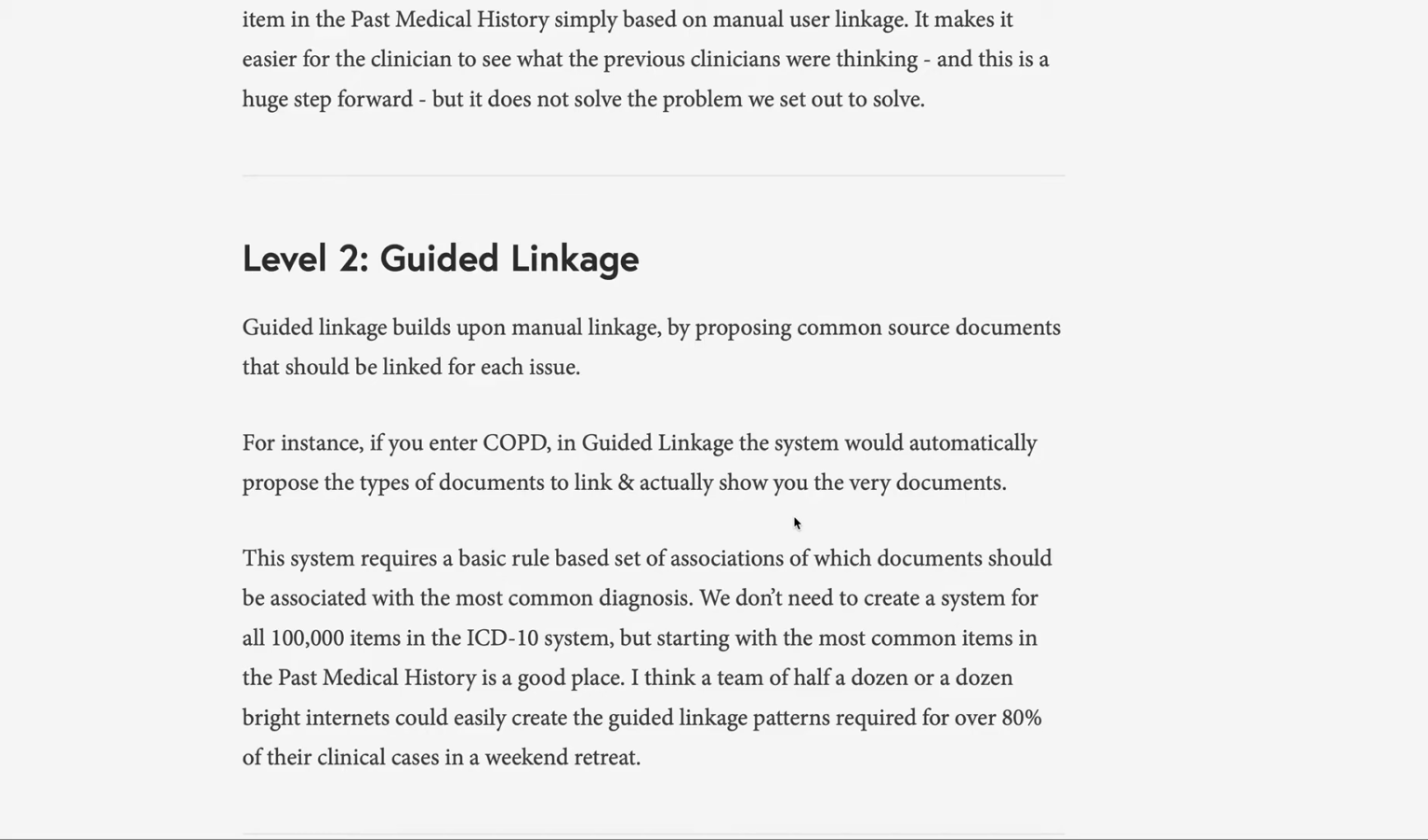You could use a very basic rules-based set of associations. Although there are tens of thousands of items in the ICD-10 code, I think that if you sat down half a dozen or a dozen bright internists over a weekend retreat, you could probably come up with linkage patterns for over 80% of the most common cases seen inside of an internal medicine practice. And so that's level 2.